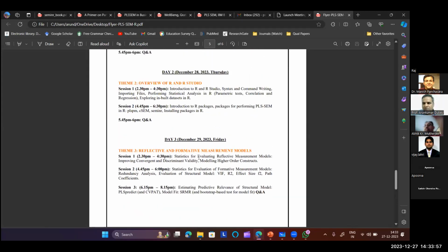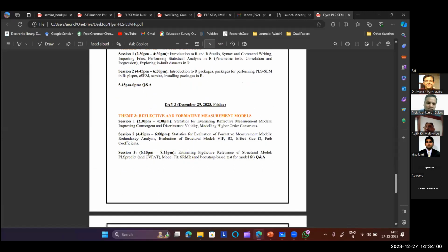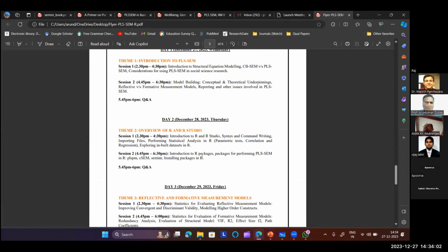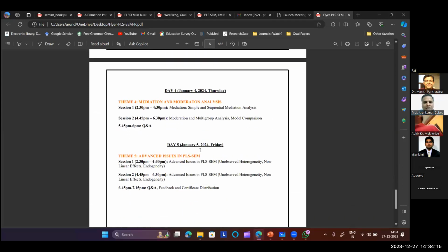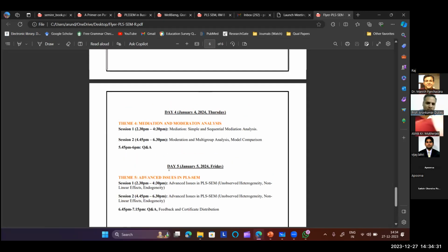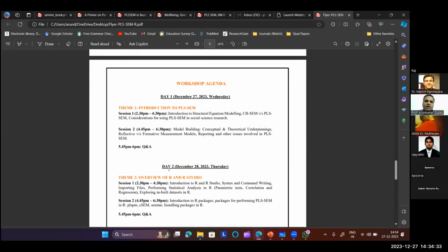In fact, this is a workshop which is spread in 2 phases. The first phase will cover most of the topics in PLS-SEM. In fact, how to run a model, formative constructs and reflective constructs, how to estimate model parameters and all those things. And in the later part of the sessions, that is from 4th to 5th of January, we are going to see advanced modeling, mediation, moderation. In fact, mediation and moderation will start the day after tomorrow itself, and then we'll focus on the advanced issues in PLS-SEM, that is model robustness checks. And everything we will be doing in R.